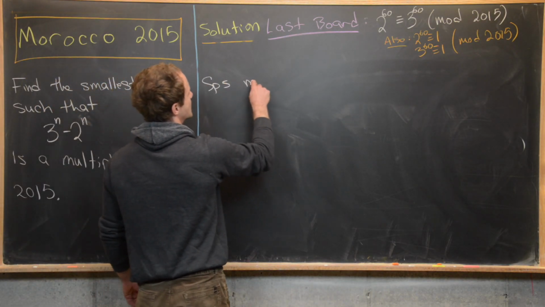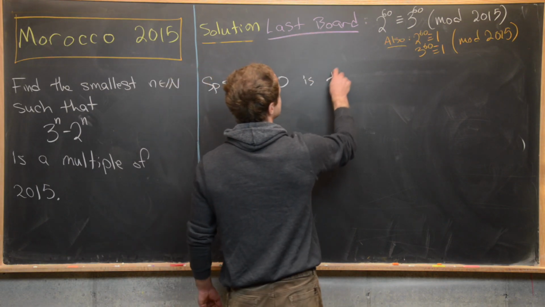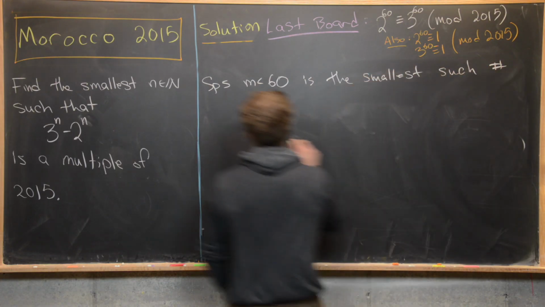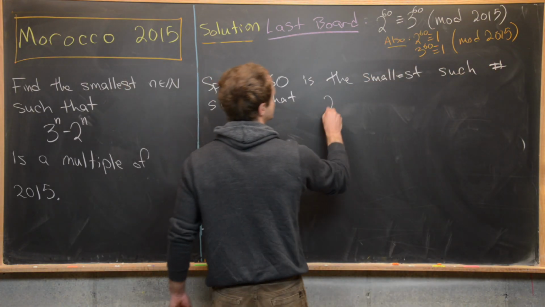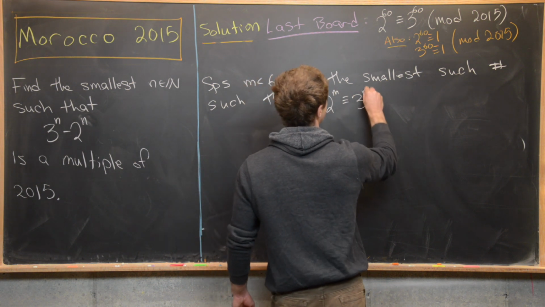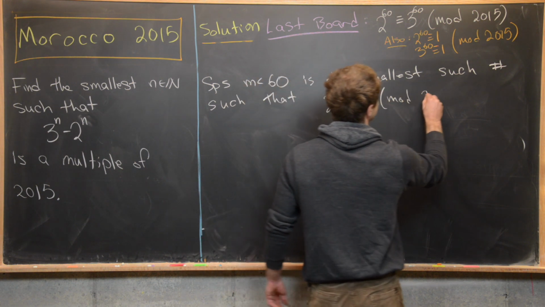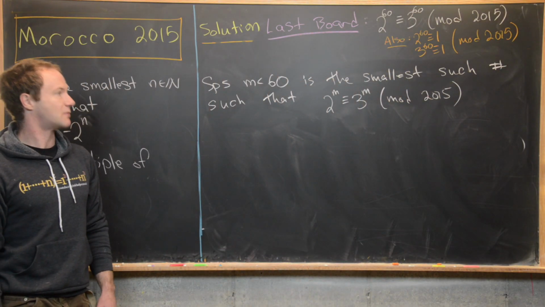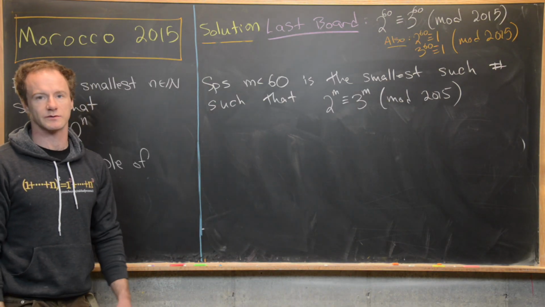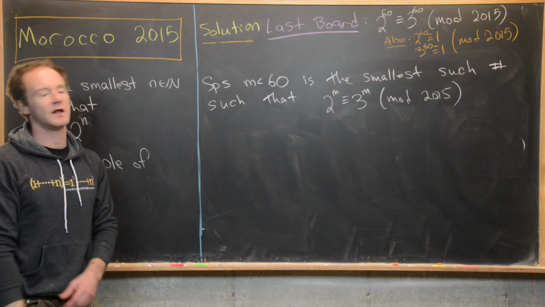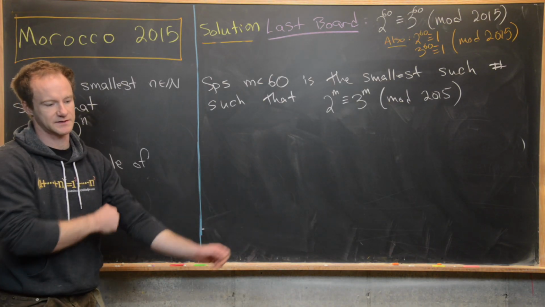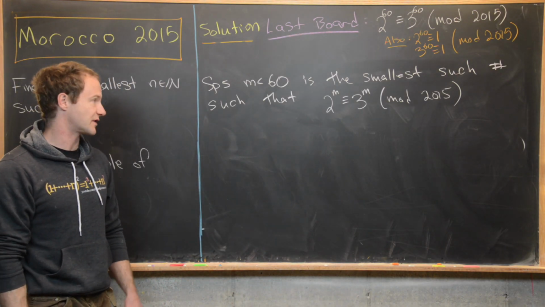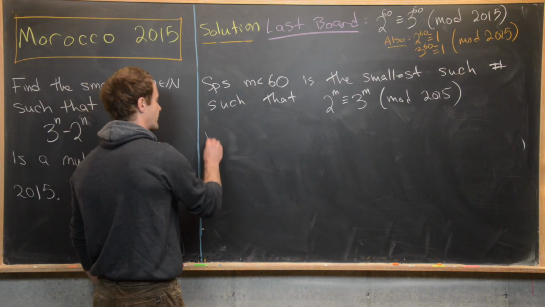So let's go ahead and suppose m, which is less than 60, is the smallest such number such that 2 to the m is congruent to 3 to the m mod 2015. In other words, we want to suppose we've got a number smaller than 60 that satisfies this congruence, and furthermore take the smallest such number that satisfies this congruence. Okay, cool. Next, we're going to do something which is a pretty common trick when it comes to these number theory type problems, and that is division with remainder.